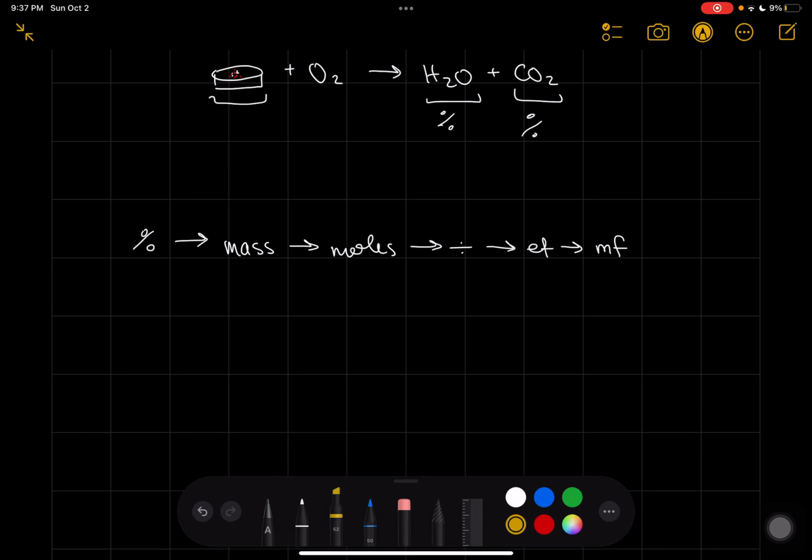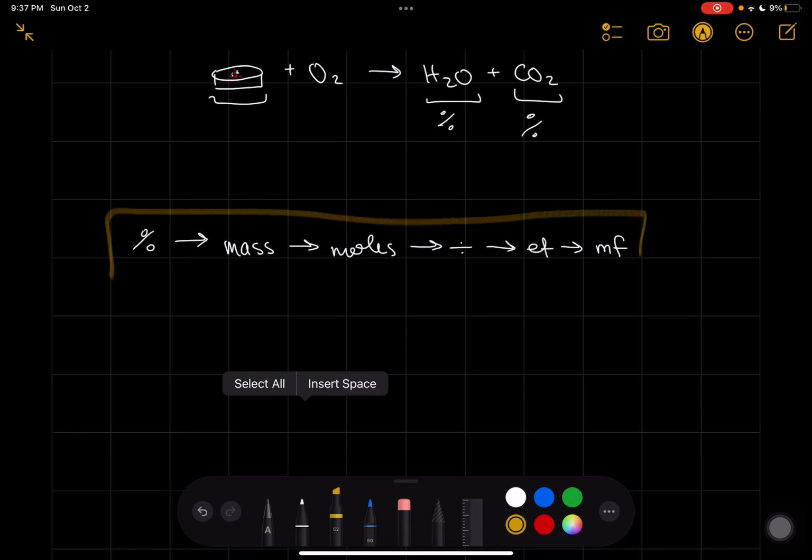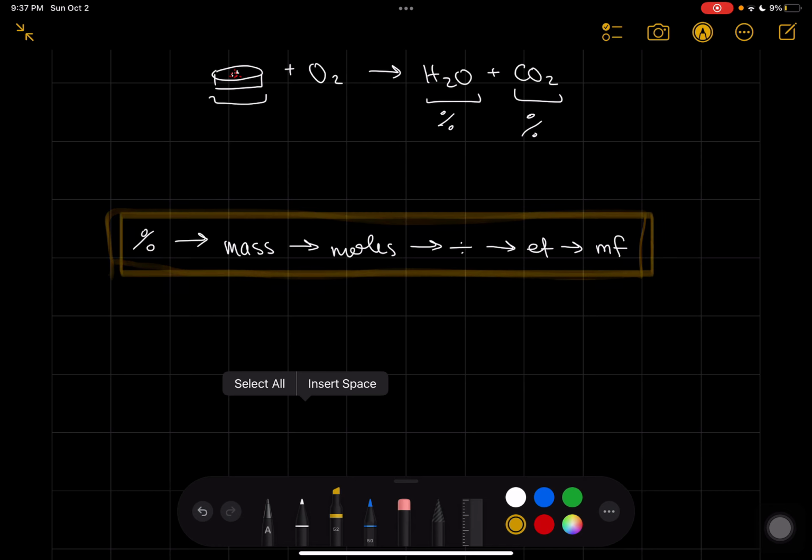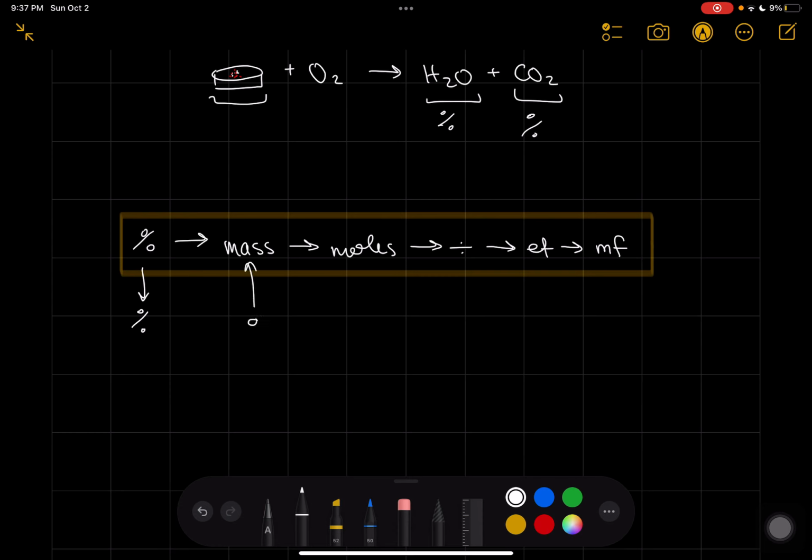Okay, so I'm gonna put this in a little square because this is the square that you'll need to know when you solve for empirical formulas. Okay, so this is given in percentage, obviously. Mass is given in grams. Moles are self-explanatory, they're given in moles. And here you'll have to divide by the least, so divide by the smallest number, which will be explained when we get there. Empirical formula.